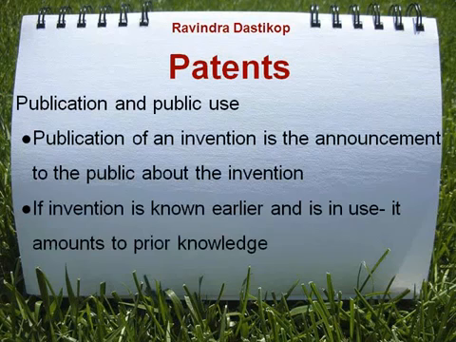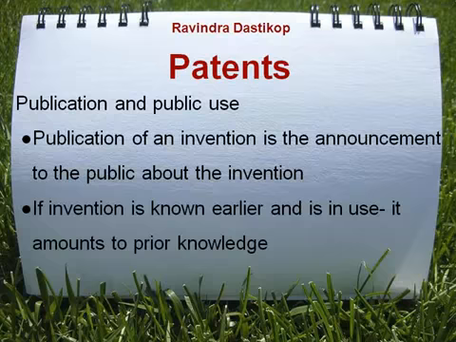Publication of an invention is the announcement. Once you know that your idea is patentable, you approach the authorities. They will go through some procedural steps and then announce it. That's called publication. It's like publishing a book. If the invention is known and in use, it amounts to prior knowledge. That means they will not allow you to publish it. So, the procedure for obtaining a patent.